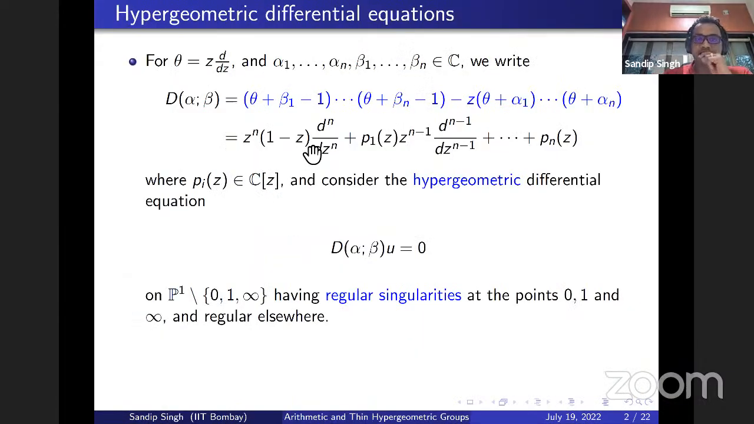Because here the highest coefficient is the polynomial z to the power n times (1 minus z). It is clear that this equation D(alpha, beta) u is equal to 0 has regular singularities at 0 and 1. And to test for infinity you just need to transform z to 1 by z. By that transformation, you can see that infinity is also a regular singularity of this differential equation.